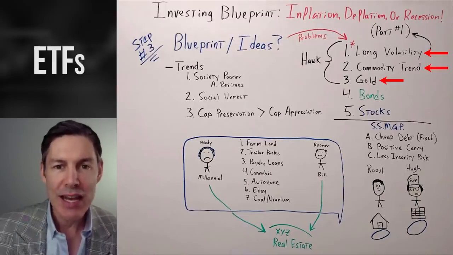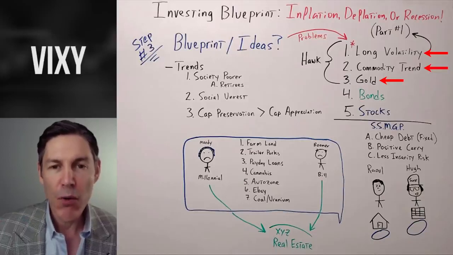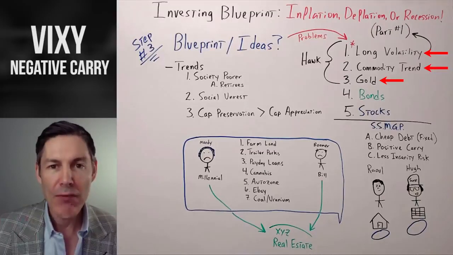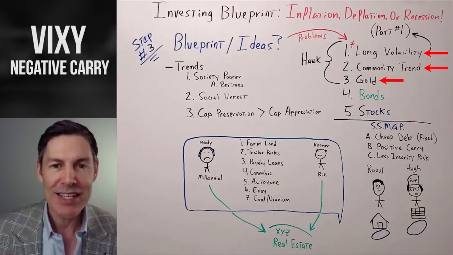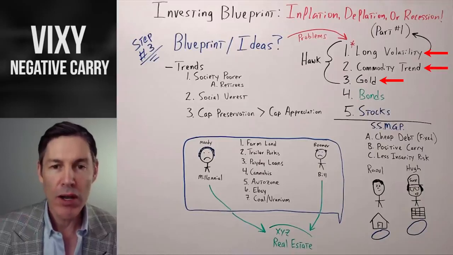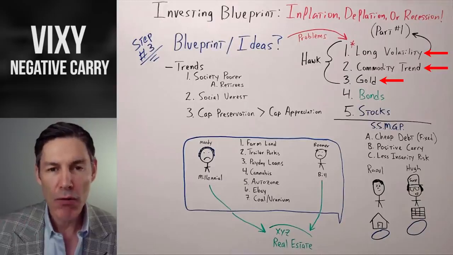There are ETFs that are long volatility, like the VIXI, but unfortunately, they almost always have a negative carry, just like USO, where they have to buy futures and roll them over when the futures curve is in contango, meaning the spot price is lower than the future prices. They always lose money over time.